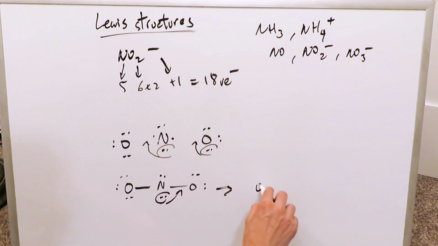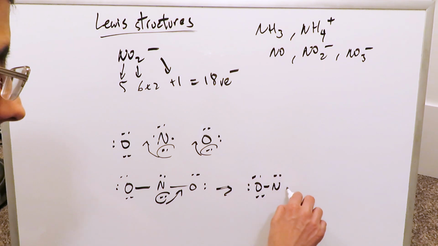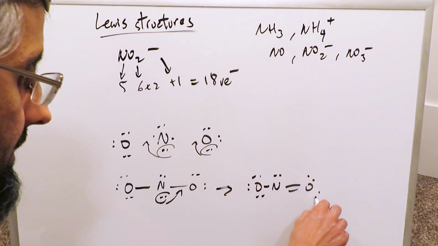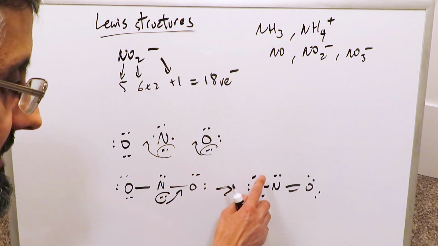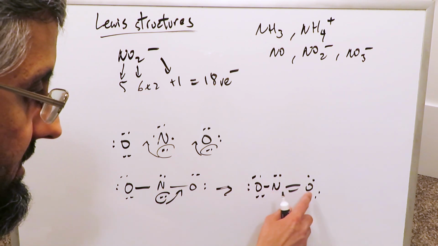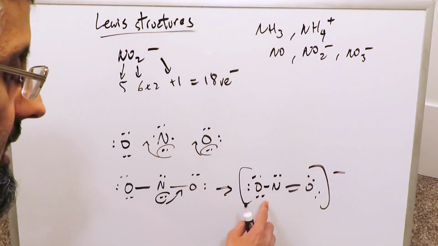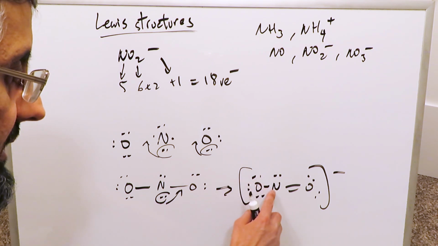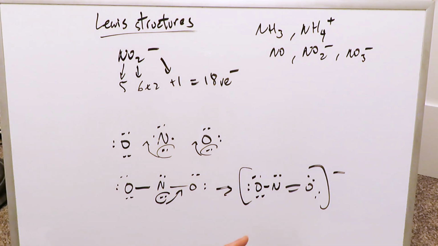And look what would happen. You'd have this, and everything would have an octet. You'd have 1, 2, 3, 4, 5, 6, 7, 8 around nitrogen, and then 8 around oxygen. But you would have to do your electron count. 1, 2, 3, 4, 5, 6, 7, 8, 9, 10, 11, 12, 13, 14, 15, 16, 17, 18, and it's good. This structure here is good, but it's a resonance structure.